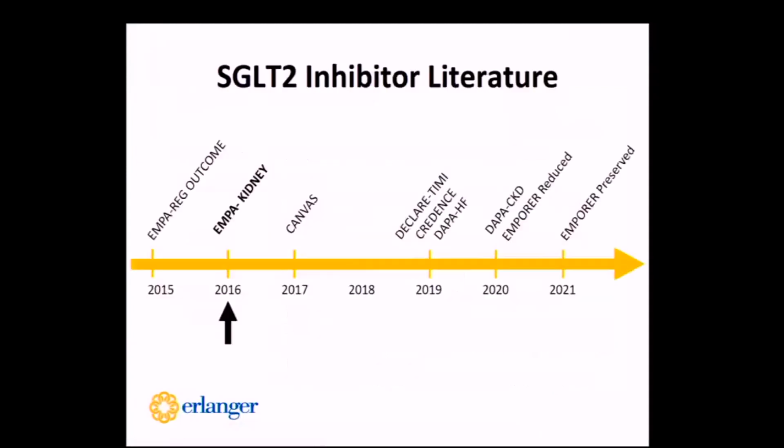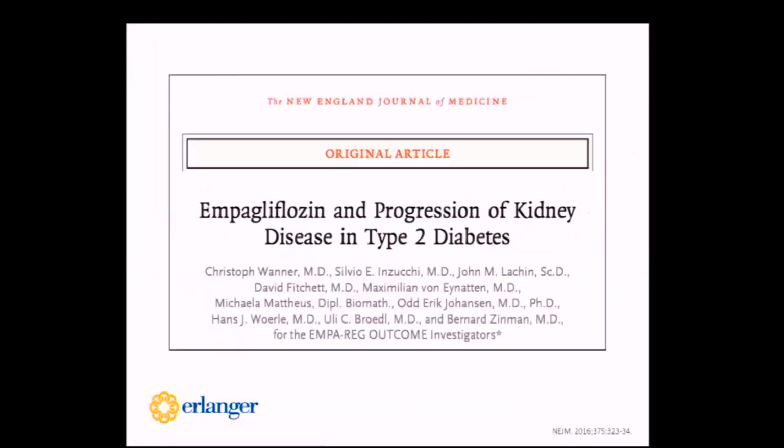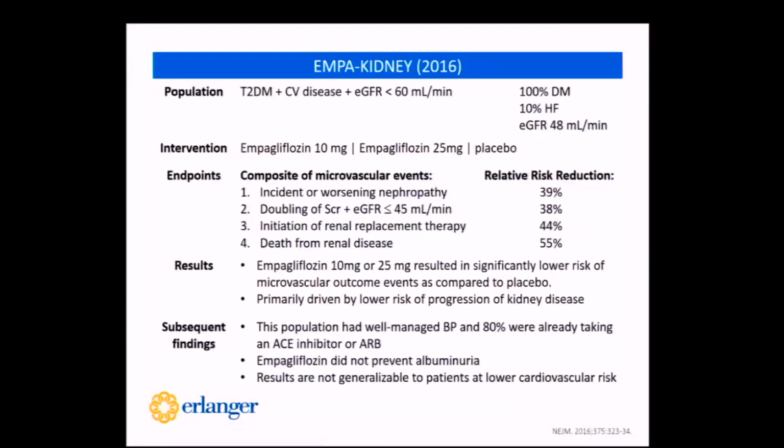So moving right along to 2016 with the EMPA-KIDNEY trial. This, again, was in New England Journal of Medicine in 2016, entitled Empagliflozin and Progression of Kidney Disease in Type 2 Diabetes. So this study actually reflected the EMPA-REG trial almost identically. Similar population, however, these patients also had an eGFR of less than 60 milliliters per minute. And as far as composite of microvascular events.